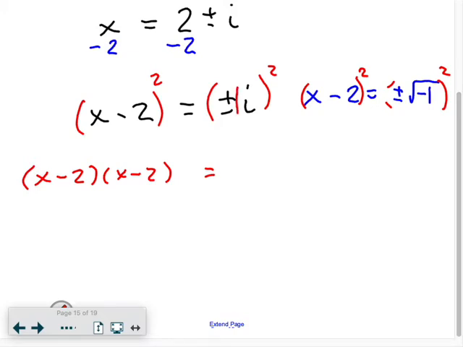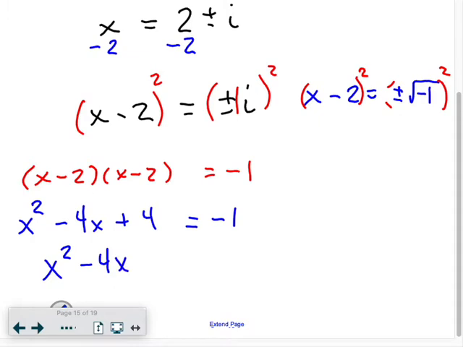So this becomes 1, and then i squared is right there, right? i squared equals negative 1. So really what we should be writing here is a negative 1. Go through and FOIL on your left side. So this is going to leave us with x squared minus 4x plus 4 equals negative 1. And then we add the 1 to both sides, and we end up with x squared minus 4x plus 5 equals 0.